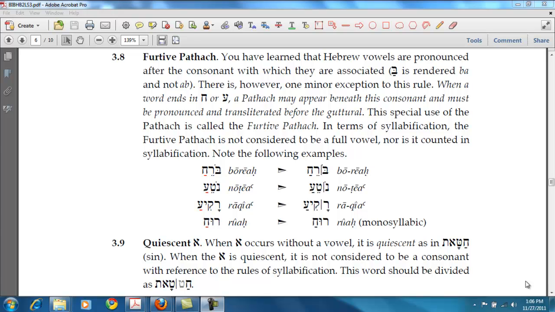Okay, let's go ahead and get started on the second session of Chapter 3. Chapter 3 tends to be a long session, and so I broke it into two parts. The first section, of course, we studied the rules of Shewa, the rules for the Dagesh Forte, and how to break syllables down.